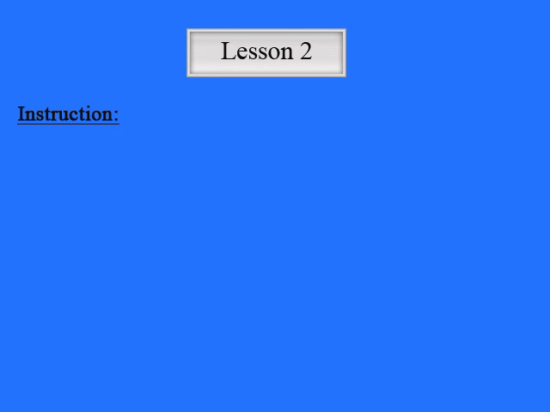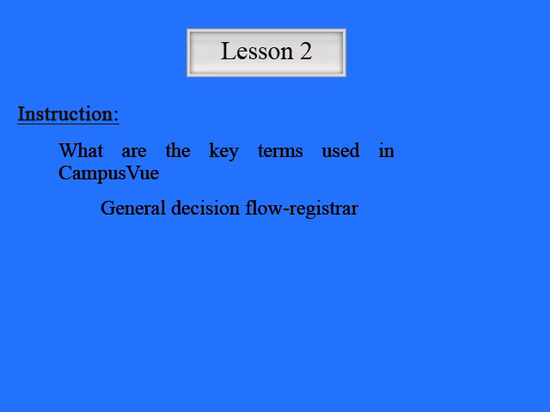Lesson 2, we will process our training based on the objective. Trainees will need to learn how CampusVue is processing data based on the internal flow chart mentioned from Lesson 1. Key terms learning are the main objective in this lesson.